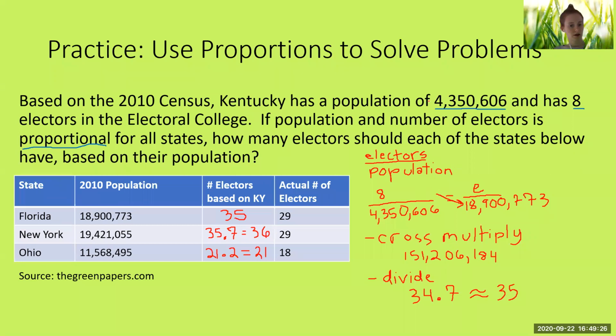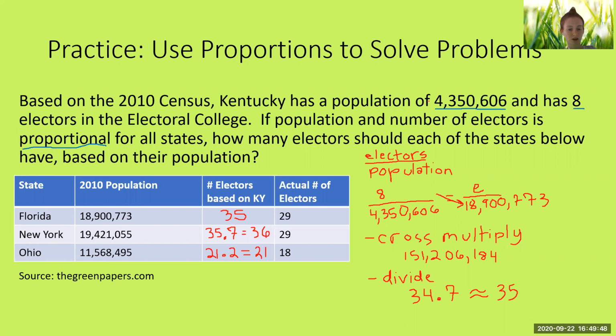Okay, so there are our number of electors based on Kentucky for New York and Ohio. You can see for each of those I rounded to the nearest whole person, the nearest whole elector. So if you did not get the same answers as me, I would go back and double check. Let me know if you do have any questions. But what are some things we can notice here?